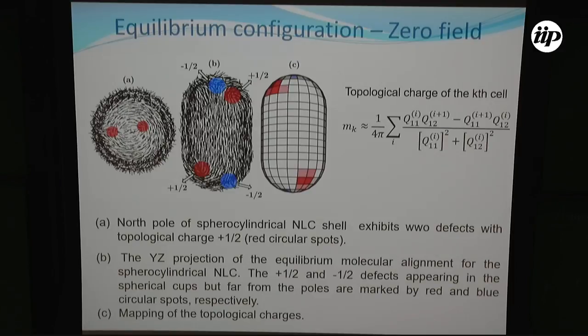Yeah. Okay. And in this figure C, we have the account of topological charge using the tensorial order parameter. We can compute it. This is the projection. This red one is the plus 1/2, and this blue one is the minus 1/2.